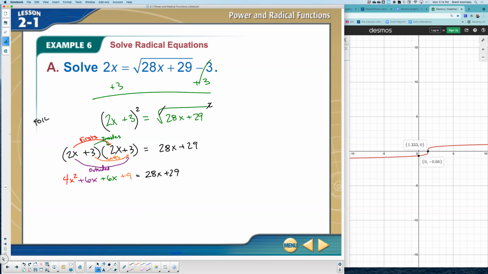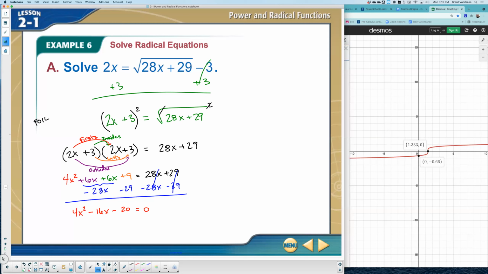And now from here to solve, you just combine your like terms. On the right side, I have this 28x. I'm going to subtract the 28x from the left side, and I'm also going to subtract 29 from both sides. So now I'll have 4x squared. 6x plus 6x is 12x, minus 28x is minus 16x, if I did my math right. And then I have a plus 9, but a minus 29 is minus 20.